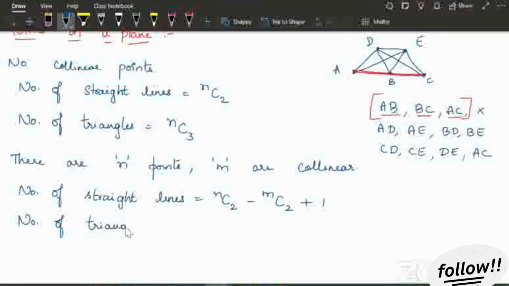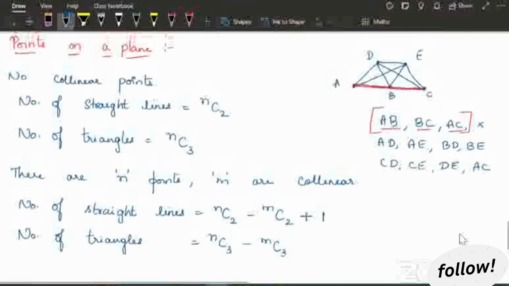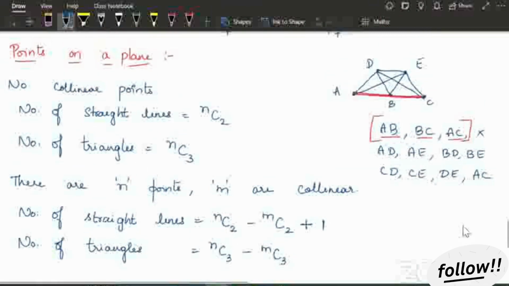Again, all three combinations we will first count. In this, all of them are not triangles. From the collinear points, whatever combinations we have counted, we will remove that. Here we are not adding 1 because these points do not form a triangle, they're just a straight line. So remember, +1 is required only if it is the number of straight lines. If it is the number of triangles, +1 is not required. Just subtract this MC3.